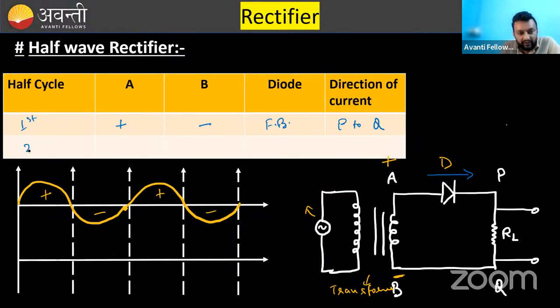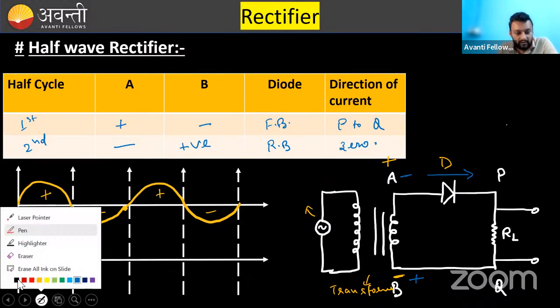But in the second half cycle, if I talk, this time A will be negative and B will be positive. The polarity changes. You know that polarity changes in the alternating supply. So let's suppose A is negative, then B will be positive. Then the diode will be reverse biased and no current will flow. Current is zero.